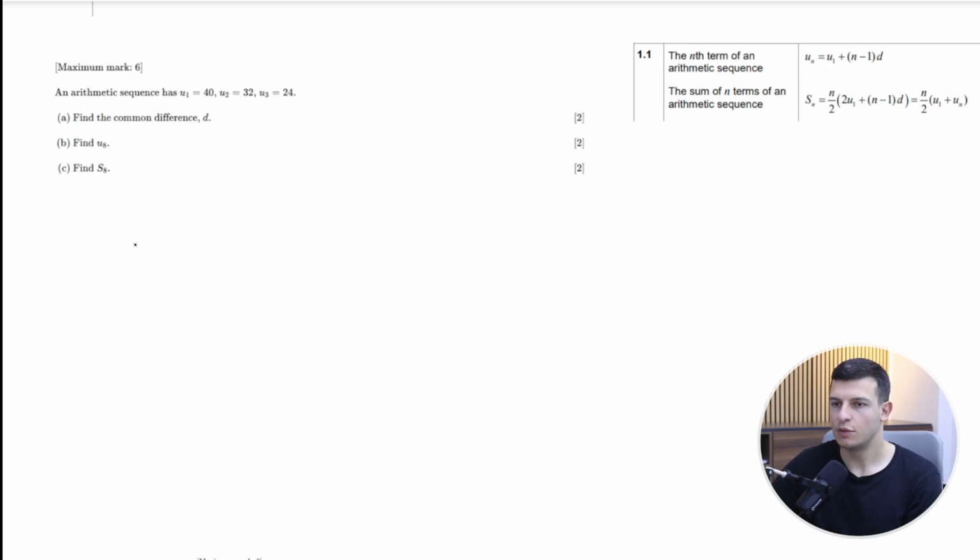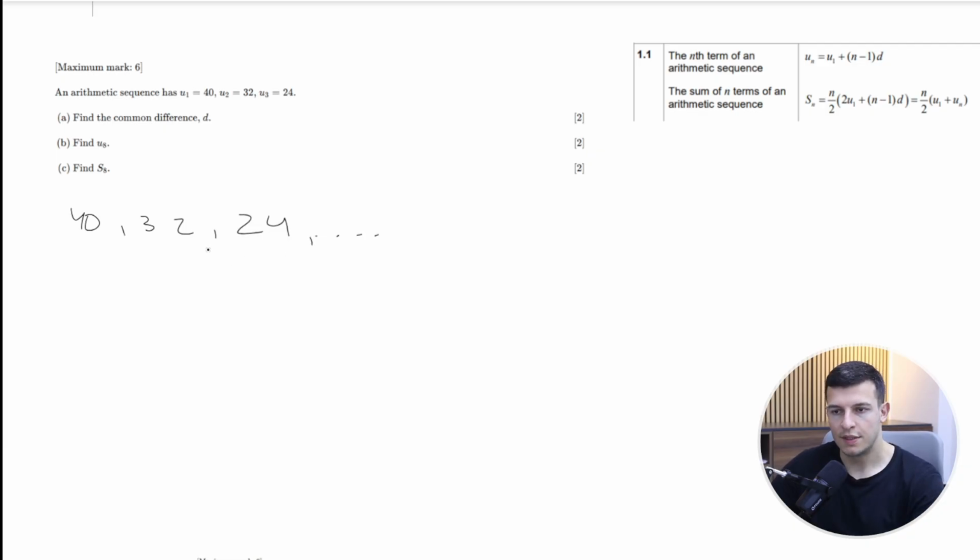An arithmetic sequence has u1 equal to 40, u2 equal to 32, and u3 equal to 24. Find the common difference. All right, so we've got 40, 32, and 24, and we don't know the rest. Okay, find the common difference d.